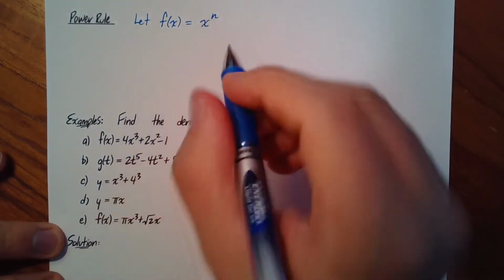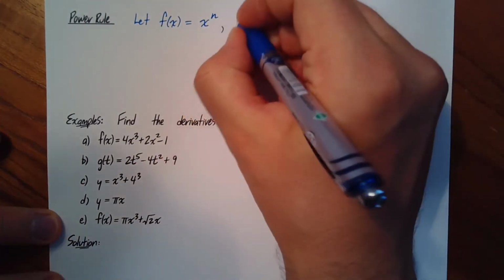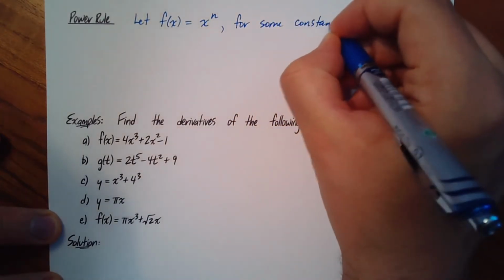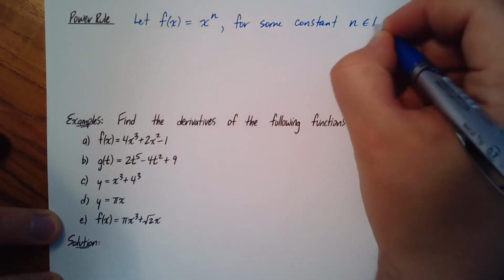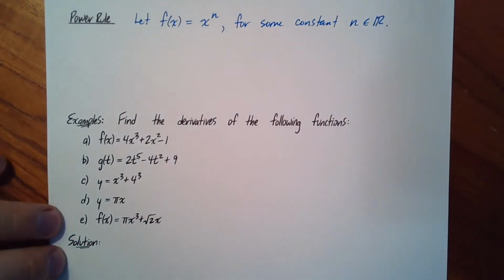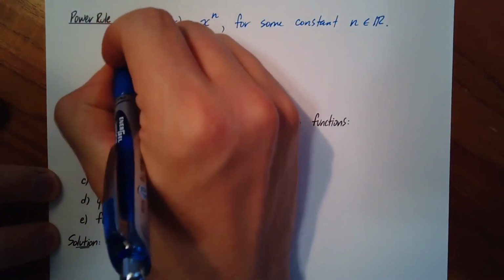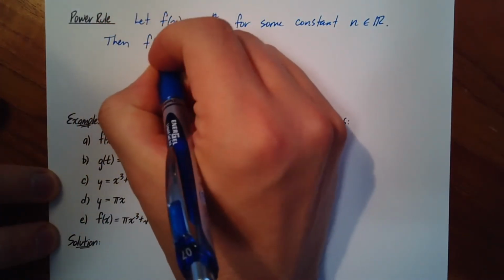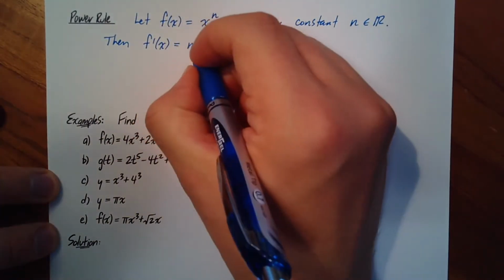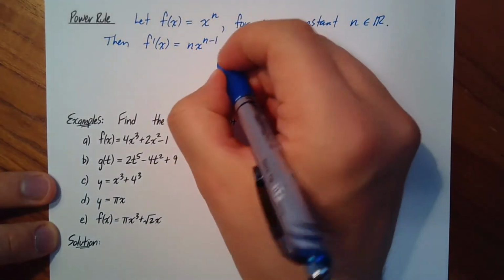And let's say that n is, really to be clear, n has got to be a constant in this case. So for some constant real number n. Okay, so that's what you have in the background. And what the power rule tells you is that f prime of x is given by the following formula. It's just n times x to the n minus 1.